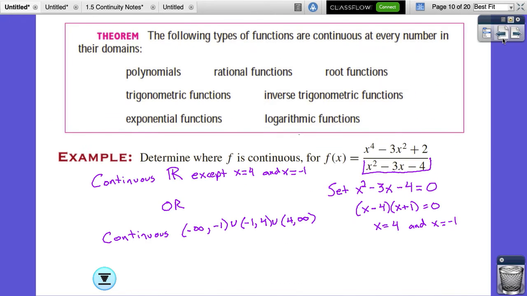If you look back at your notes, several pages back, there we go. Right here, this one says that all of these different functions are continuous in their domain: polynomials, rational functions, roots. So most functions are continuous. The only ones that aren't continuous are our piecewise functions and that greatest integer function. But most of the ones you're going to deal with are continuous.